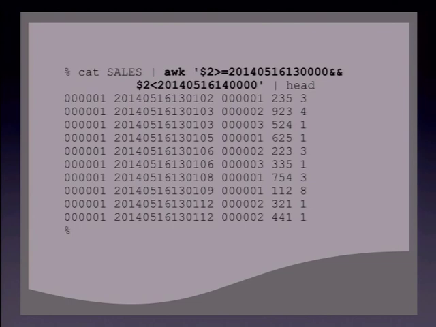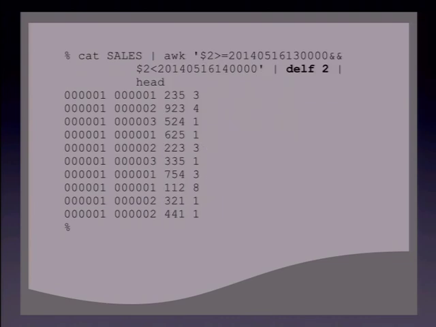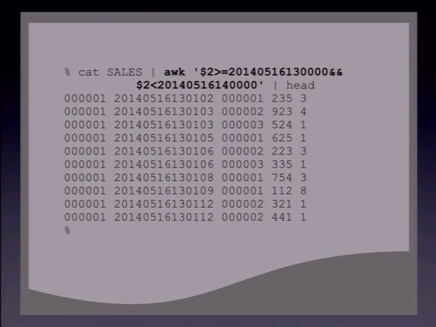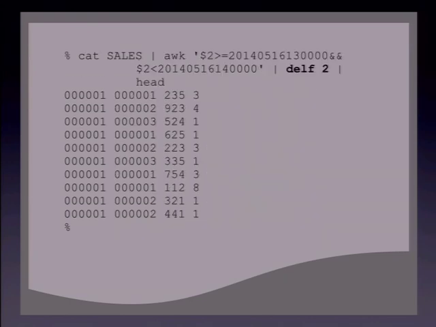First, obtain the target data from the sales transaction file using awk, like this. This is a common Unix technique. $2 means the second column, and 201405100 means the date and time. Next, remove an unneeded column. The second column is not needed, so delete it using delf. Delf removes the second column.